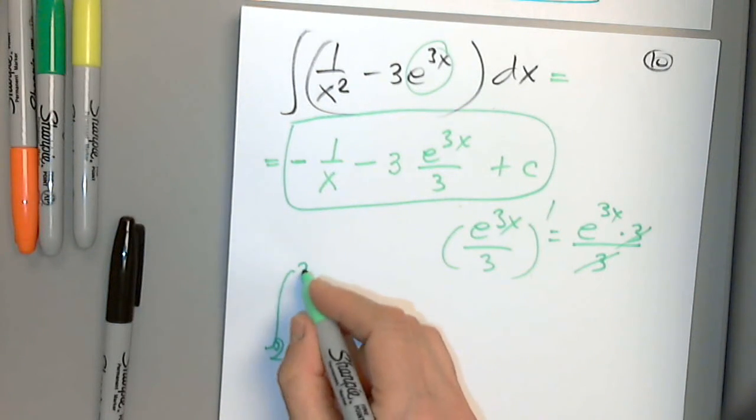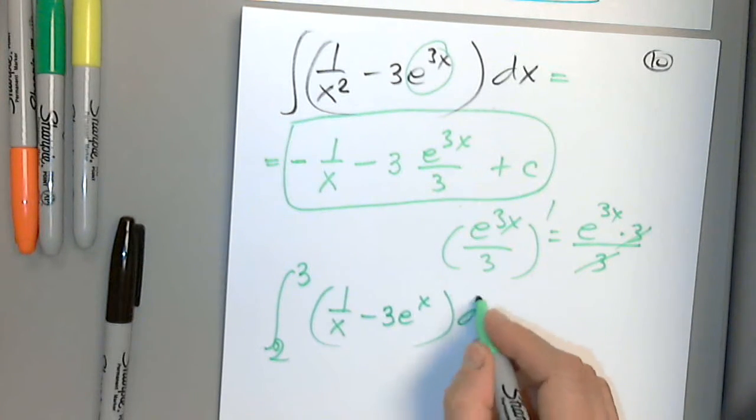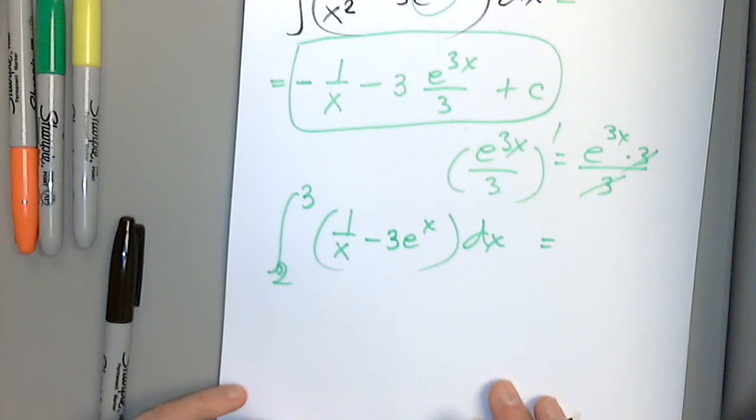This is the integral from 2 to 3 of 1 over x squared minus 3 e to x dx. What type of integral is this? This is definite. So the answer must definitely be a number, because it's an area. Very good. Are we working on this for a moment, or do you want me to continue?